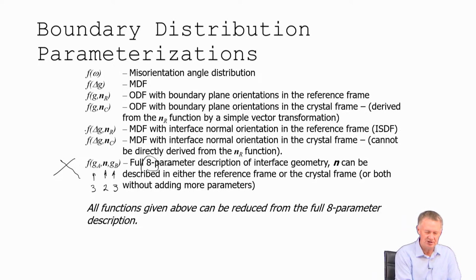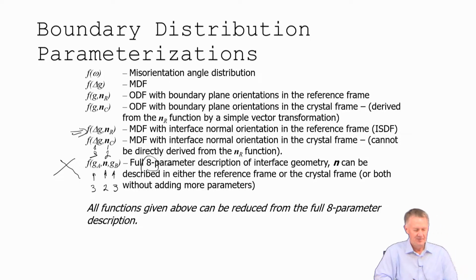So then you have functions like these, where you have a misorientation distribution function, that's the MDF, with the interface normal, that's 2 parameters, described in the reference frame or described in the crystal frame, and then you have your misorientation between the 2. So then you have 3 parameters here, 2 parameters here, which gives you 5 parameters.